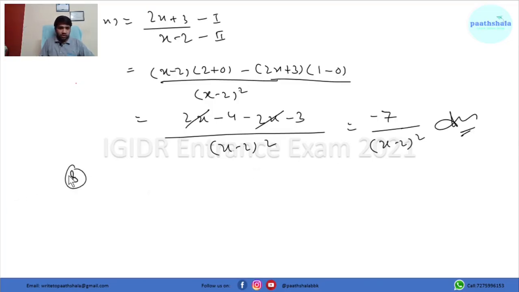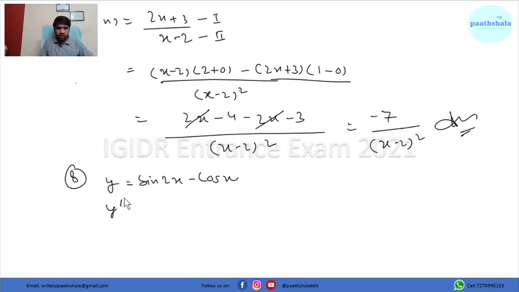Moving to the next question, that is question number 8. Now I'm going to apply the chain rule. So this will be y equals sine 2x minus cos x. Okay, this is the question. Here you can see that I'm going to apply the chain rule on trigonometric functions.